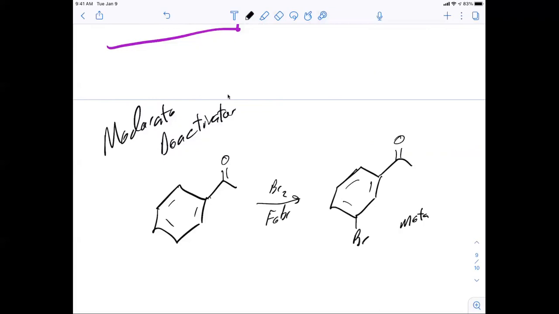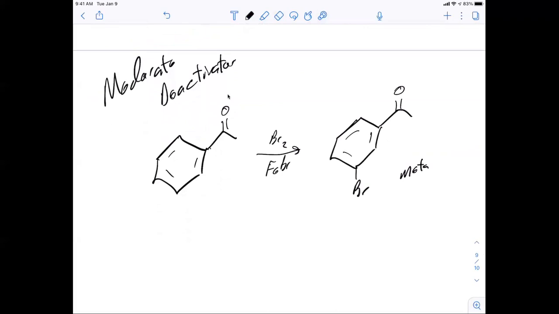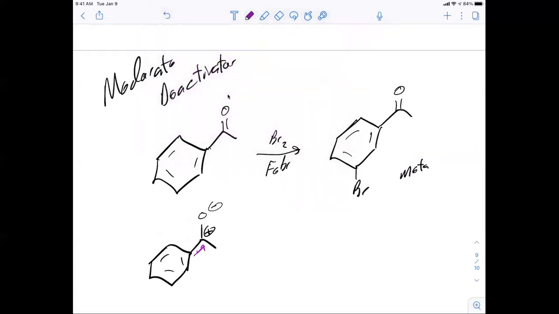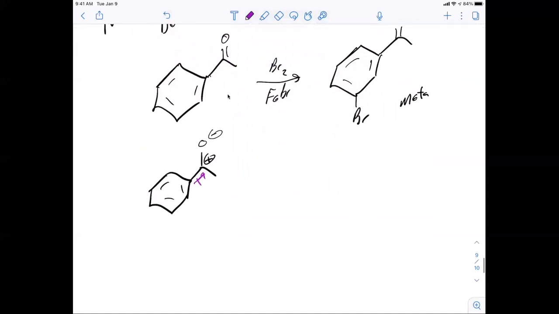And this one's going to be a meta director. So the major product we're getting out is meta. First, if we look at the resonance contributor, we can see that that's going to pull electron density out of that ring. So it's going to decrease its nucleophilicity. We see why it's a meta director.